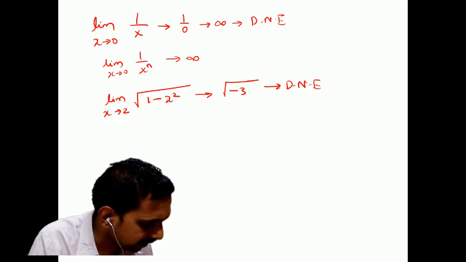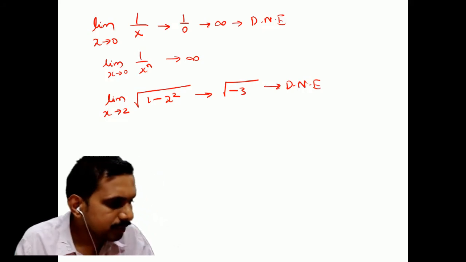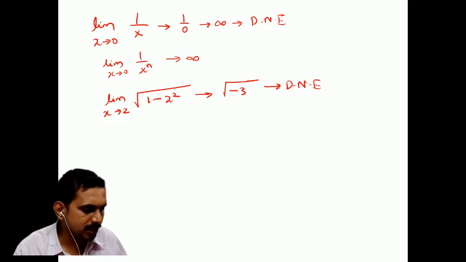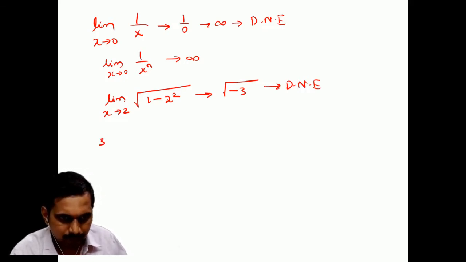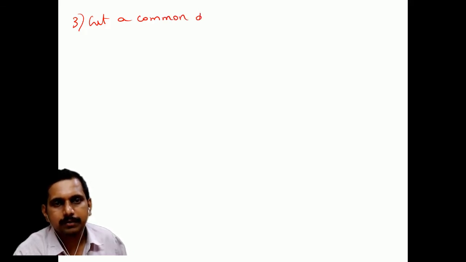If it is given as a factor also, you can do that. For example, the last one is to get a common denominator. Type 3 is to get a common denominator. How are you going to get a common denominator?